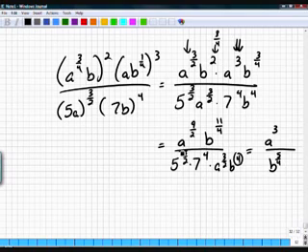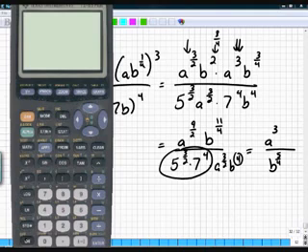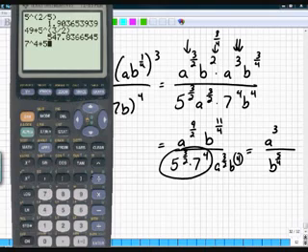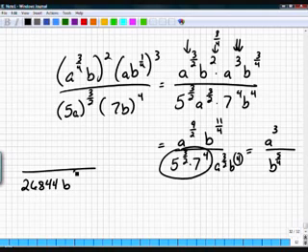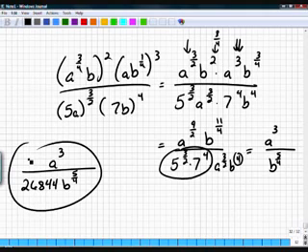And if you want to do 5 to the 3 halves times 7 to the 4th on your calculator, that'd be 7 to the 4th power times 5 to the 3 halves power. 26,843.99. We'll round that to 26,844. I think it'd be all right. 26,844, b to the 5/4 on bottom, and a to the 3rd on top. That's how that would simplify. If we would have worked the right problem, it would have worked out a little bit nicer and neater than that.